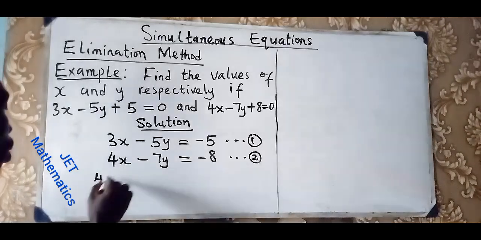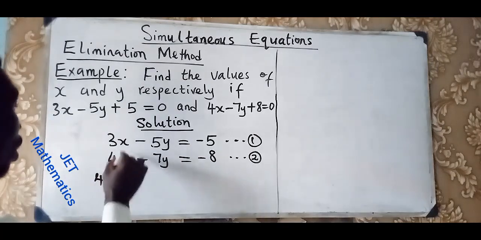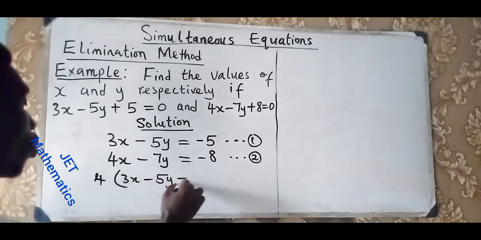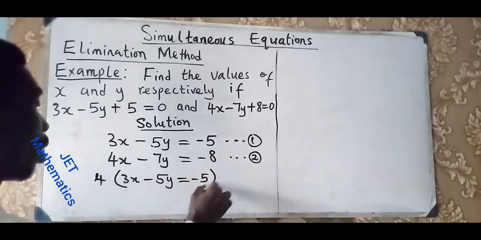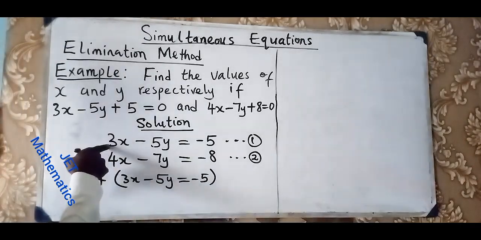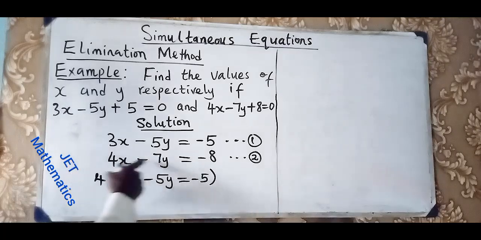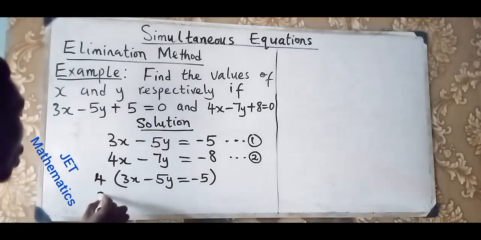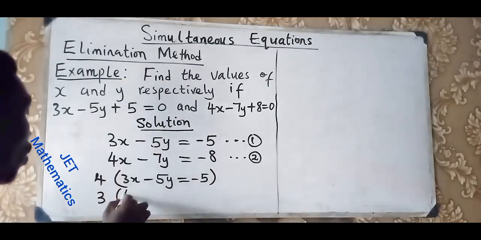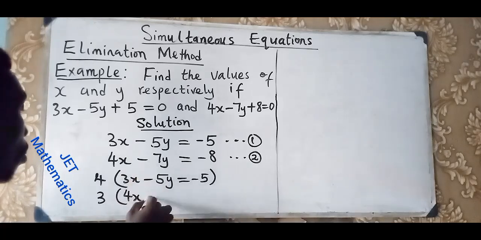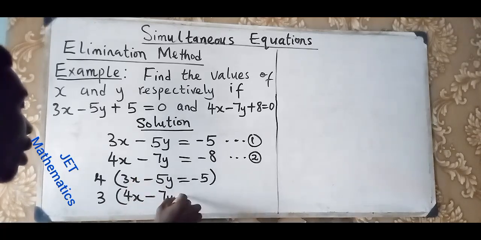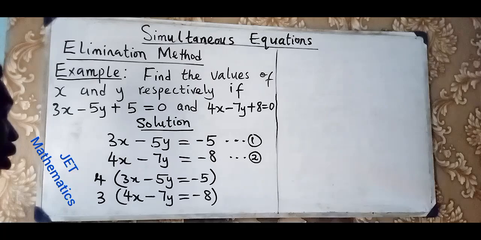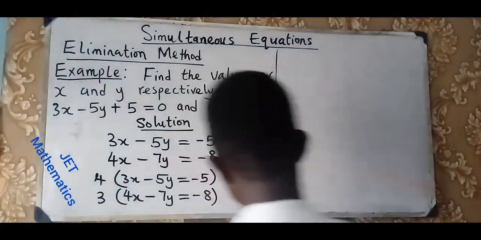So I have 4 multiplied by 3x minus 5y equals minus 5. And then I'll use 3, the coefficient of x in equation 1, to multiply the entire equation 2, so that we have 3 multiplied by 4x minus 7y equals minus 8. So let's expand this and see what we get.